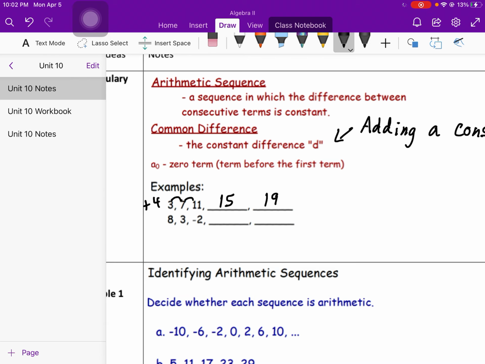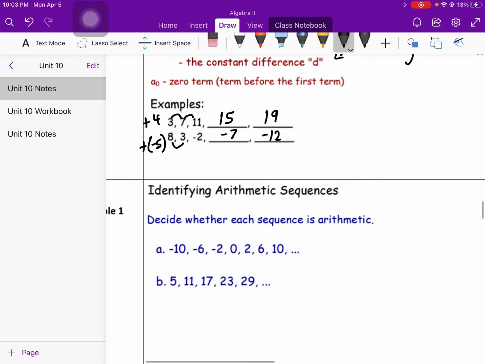is 19. Now this one's a little bit trickier because it's going down, but we can still add a value that would decrease, and that's going to be just a negative number. So we are going to add negative 5 to this one, because 8 plus negative 5 is going to give us 3, 3 plus negative 5 is going to give us negative 2. Basically it's the same thing as subtracting when you add a negative. So this is going to be negative 7 and then negative 12 after that.